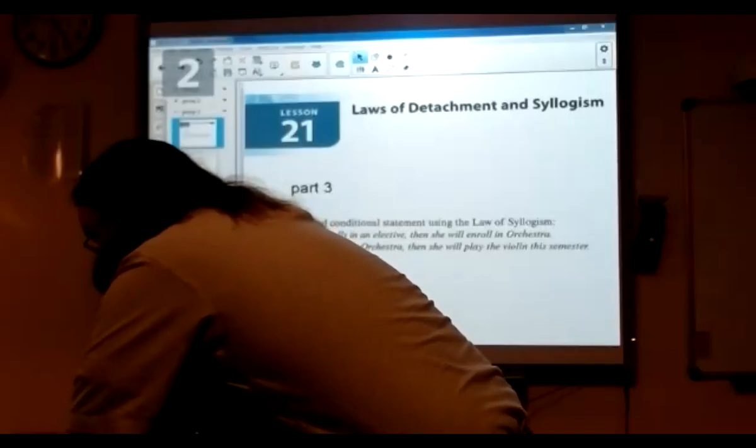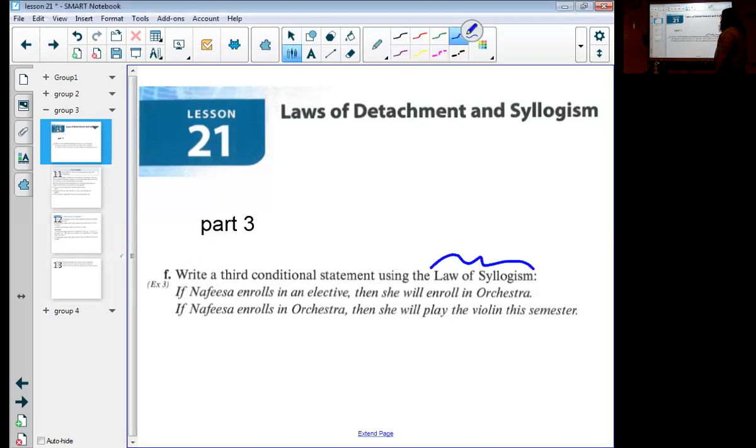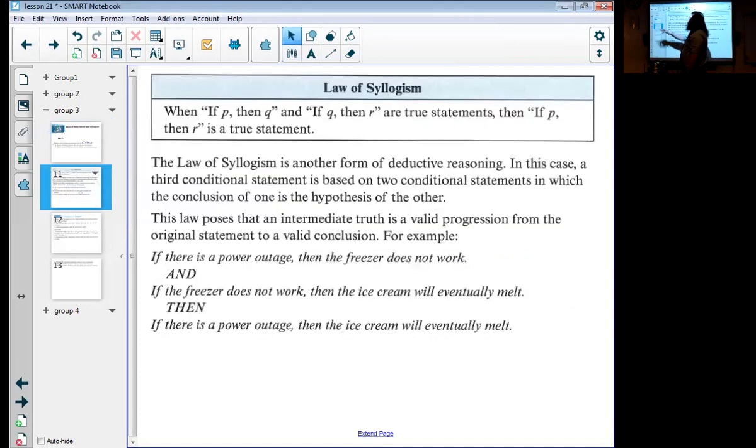Today we are talking about lesson 21, the law of detachment and syllogism. So we are currently talking about part 3. The question for this part says, write a third conditional statement using the law of syllogism. So the thing in this that we do not know yet is the law of syllogism. So let's cover that now.